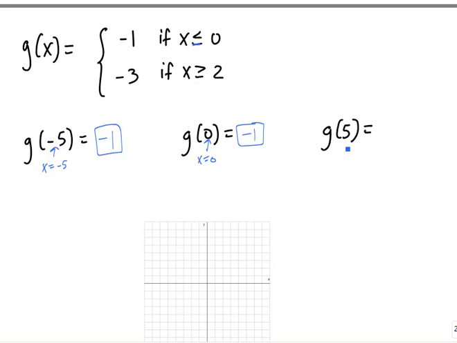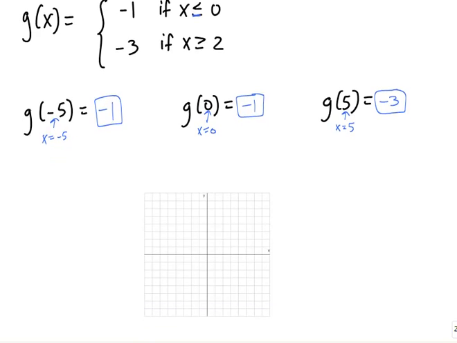For the last example, we want g of 5. So this time we want x to be 5. And 5 is greater than 2. So this time we are going to use the bottom rule. This bottom rule also does not have an x in it, so it's a constant. So no matter what your x is here, the output is always negative 3. So this answer is going to be negative 3. So there are our examples evaluating a function.